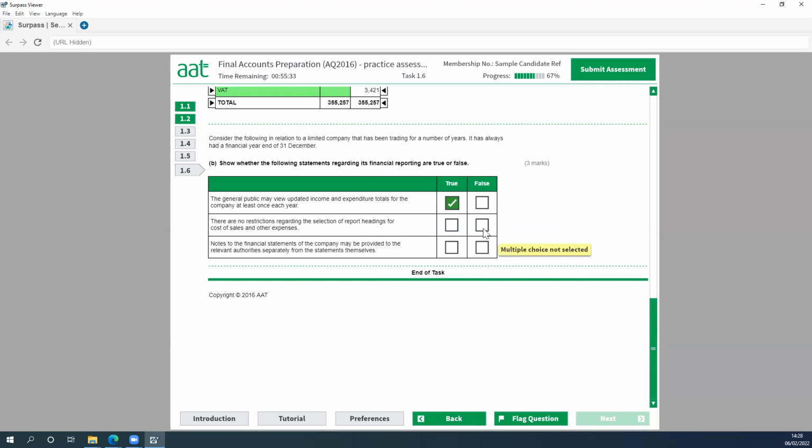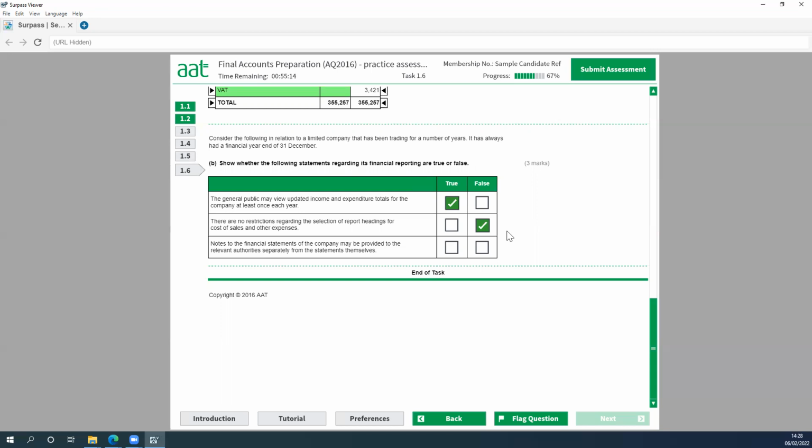There are no restrictions regarding selection reporting. That makes me smile, that one, because I do say to people, we don't just make it up. Cost of sales, opening stock plus purchases minus closing stock. It's not something that you can just chop and change. Okay, they're decided. If they show it's IAS 1, the presentation of financial statements. So that one's false.